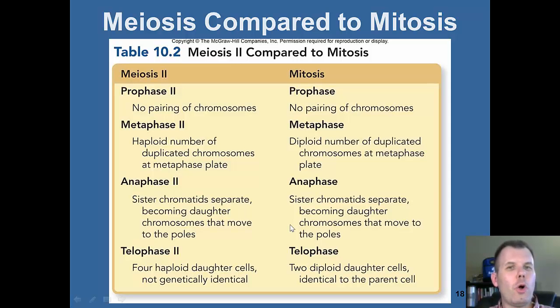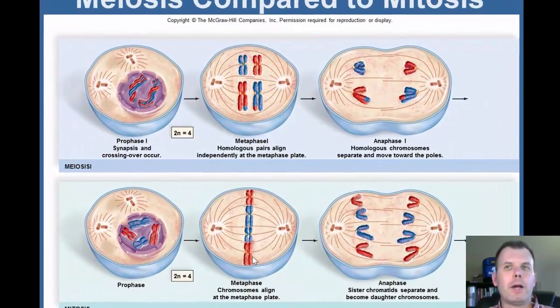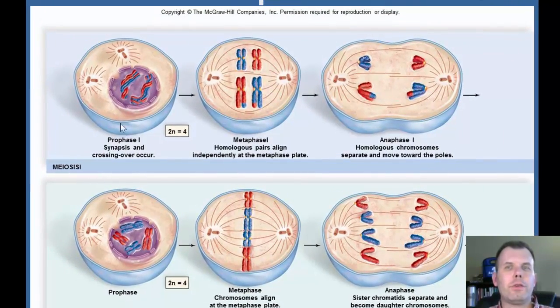What I like to show is the pictures, and people like pictures to see what actually is happening. So up on top you have meiosis, on the bottom you have mitosis, and so you can see the differences. So in meiosis, prophase 1, you have that intermingling of the homologs, okay?